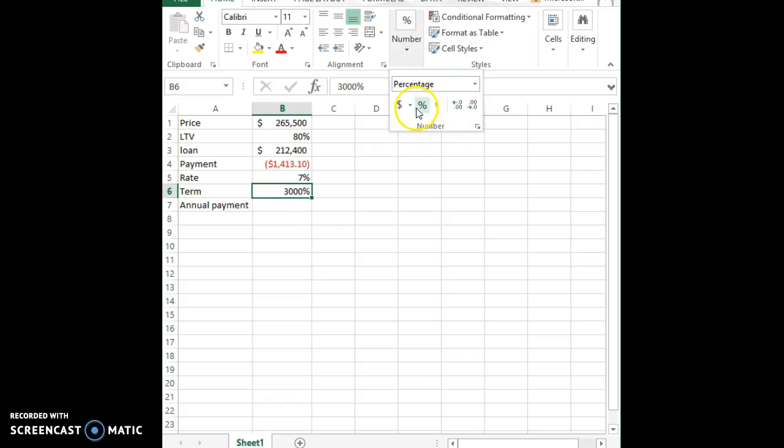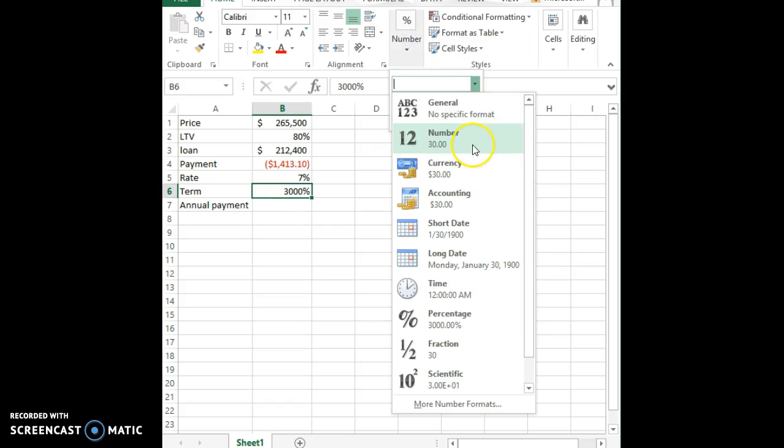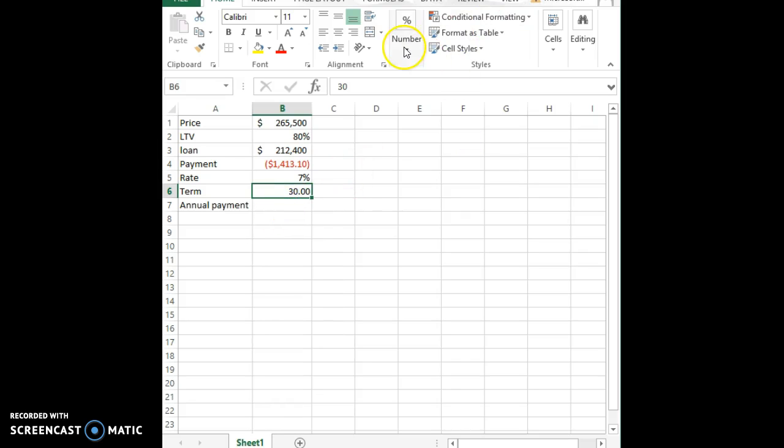Sorry, having a little difficulty, but it's okay. It's a learning experience. Make it 30 without the decimal point. And you should get $1,413.10 for your payment. To do the annual payment, all we're going to do is take the payment and multiply it by 12. Okay, for 1 year, $16,957.23.